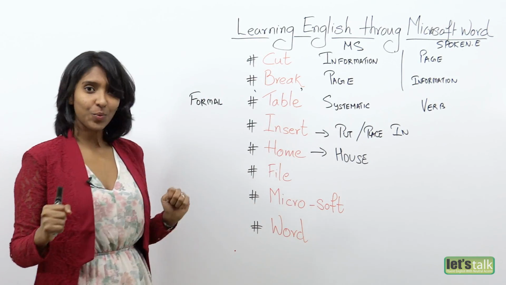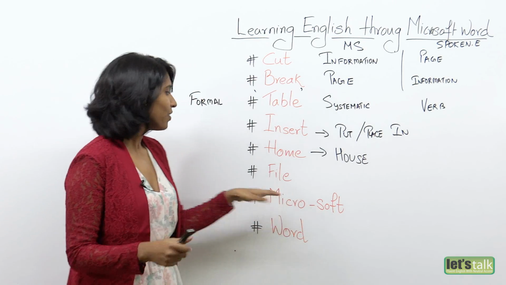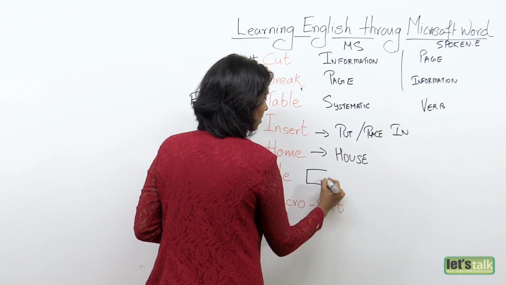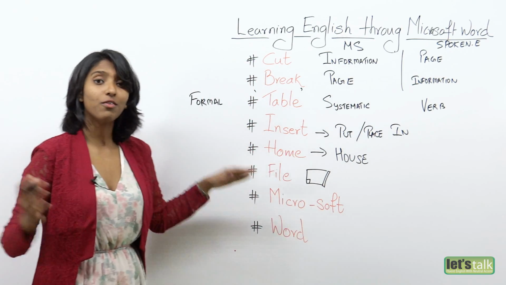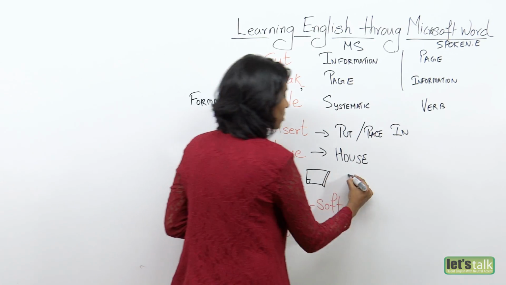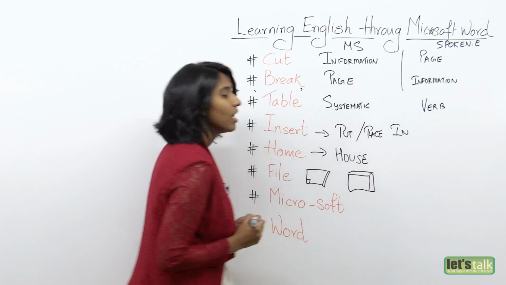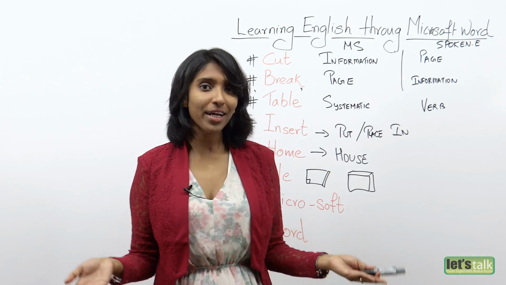Moving on, the next word I have is file. A lot of people get confused with file. File does not only mean a folder. Okay, the folder looks something like this, right? It does not mean only a folder. A file can also be a box. Okay, it's a box where you pile your things in an orderly fashion.